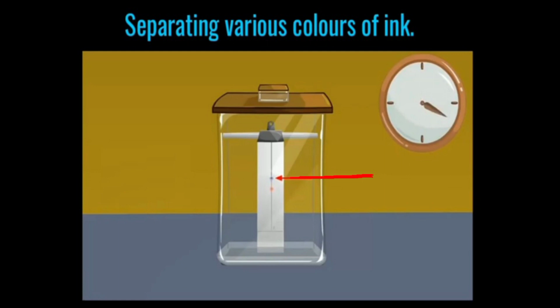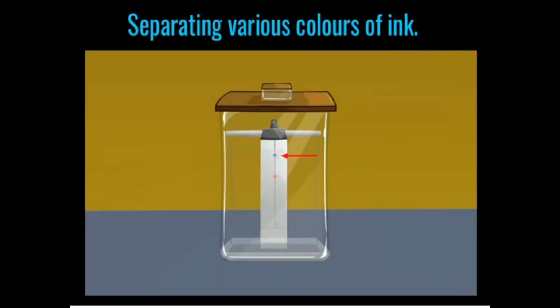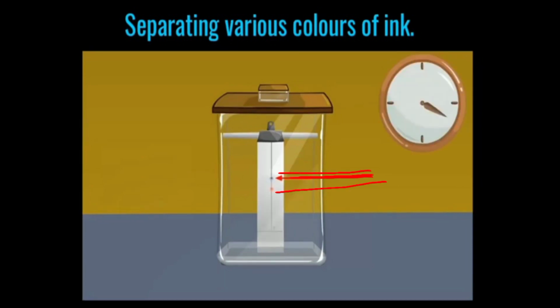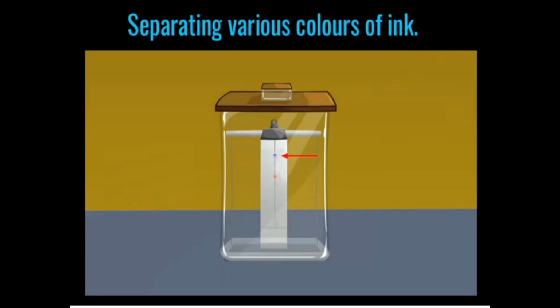Here we can see dots of two different colors. This is red color and this is blue color. So here two colors of ink are separated. Then as we note, as the time goes on, the water level has risen up till here. Till here it was red color. So the red color separated here and blue color separated here.